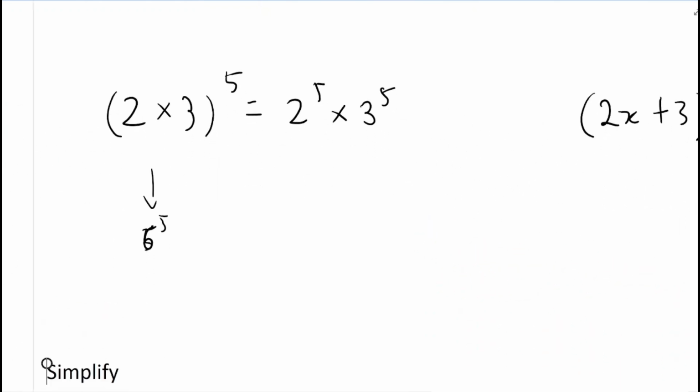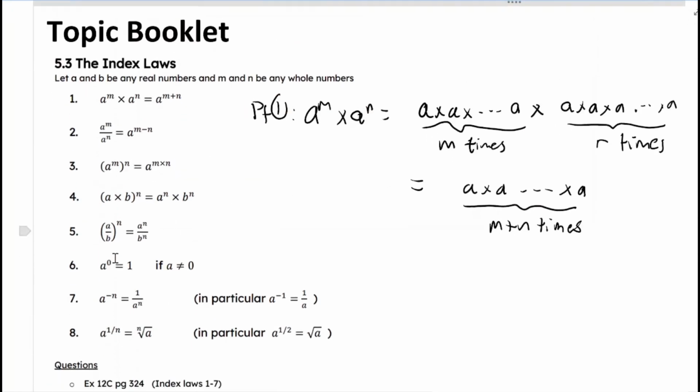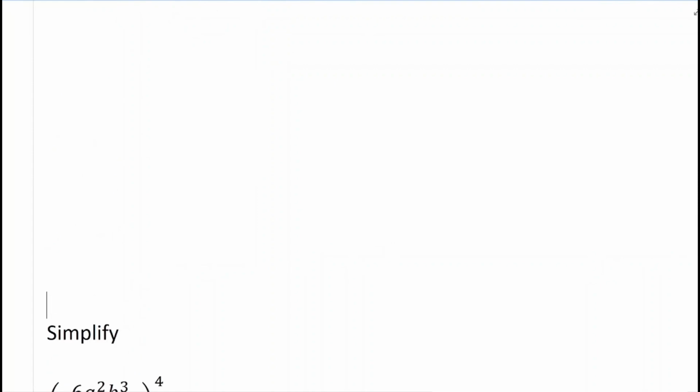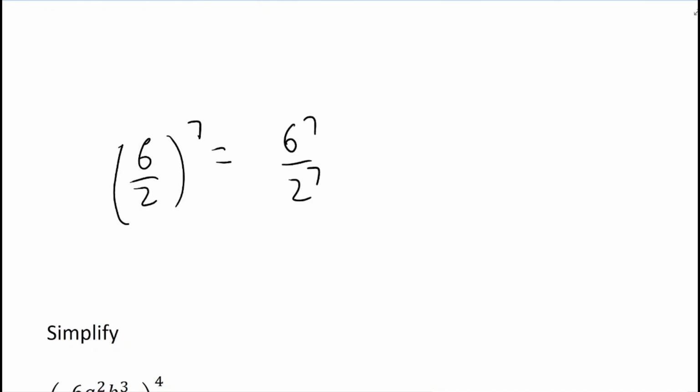Okay, next index law we have is basically the same one, but with divide. So you could have something like 6 over 2 to the power of 7. Well, that would be the same thing as doing 6 to the 7 over 2 to the 7, whatever that ends up being. Or if you want to do it the other way, it's the same as 3 to the 7. So those two things should match.